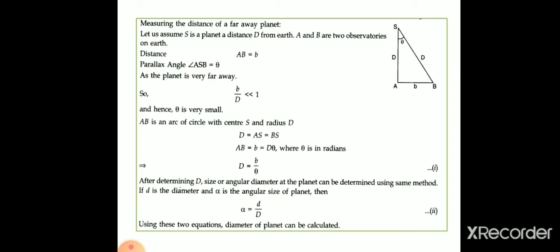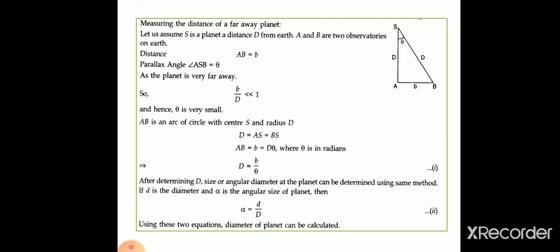So let us assume S is a planet which is at a distance capital D from the Earth, and A and B are the 2 points of observation from the Earth, and the distance AB is equivalent to small b. And we had seen small b is very much lesser compared to capital D, and angle theta will be very small. So AB can be considered as the arc of a circle whose center is at the point S, having a radius capital D.